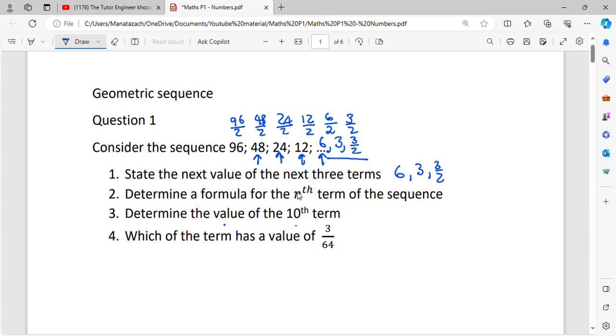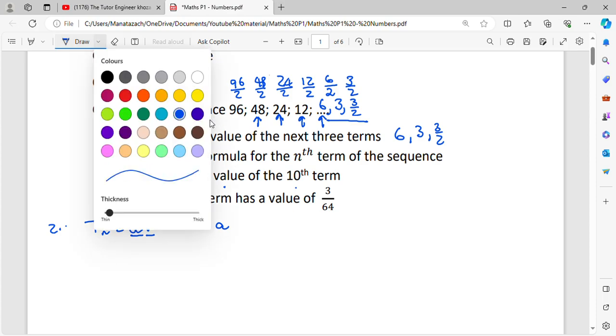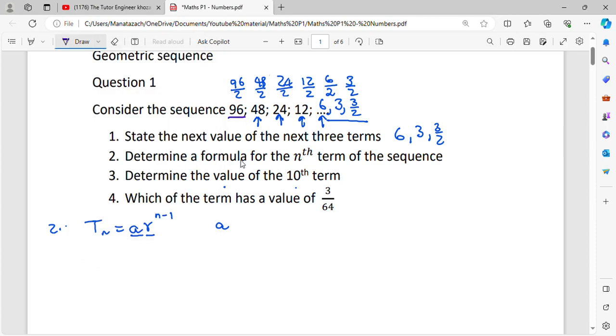Okay, let's go to the second question. Determine the formula of the nth term of the sequence. We know the general formula of the nth term for the geometric sequence is Tn is equal to A r to the power n minus 1. So what we need to find is A and r. A is the first term. So the first term that you have is 96. So A is 96.